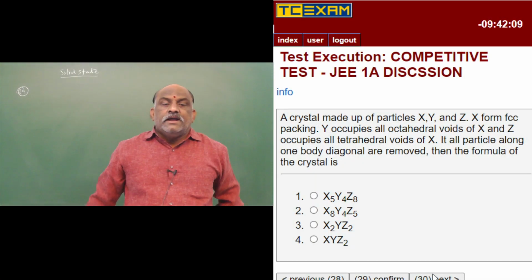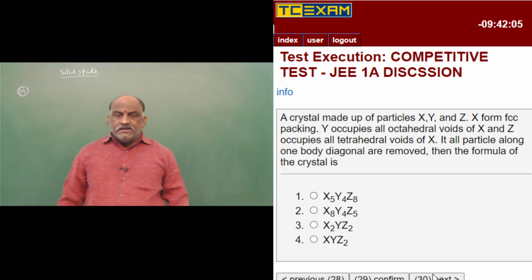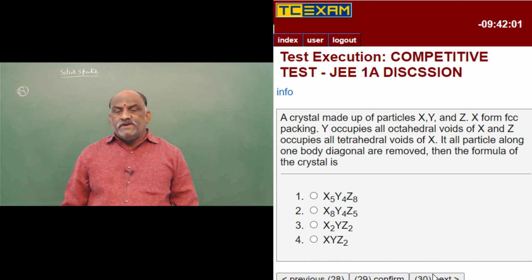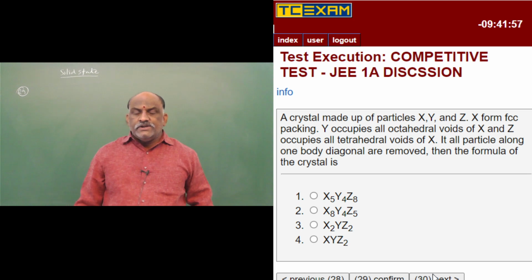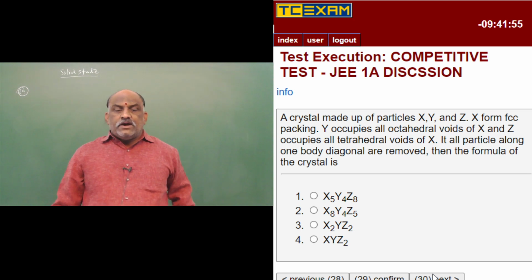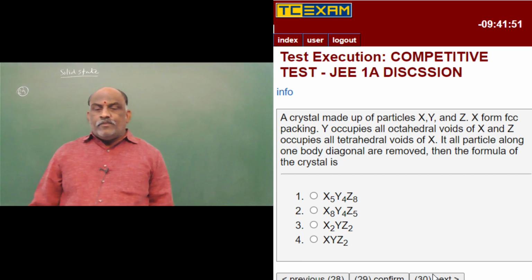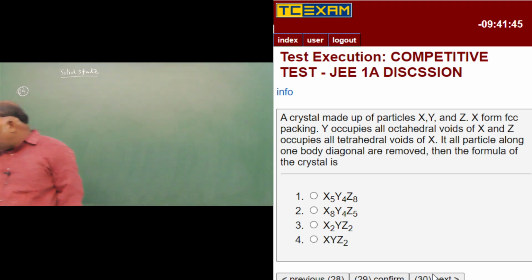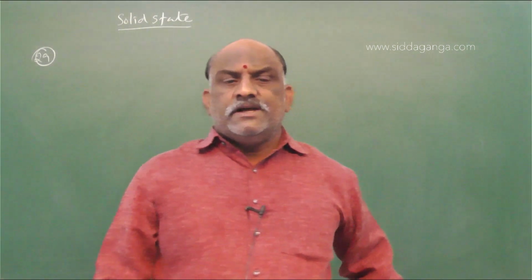This is a crystal made up of particles x, y and z. X forms FCC packing. Y occupies all octahedral voids and Z occupies all tetrahedral voids of x. If all particles along one body diagonal are removed, then the formula of the crystal is. This is a very, very important question, my dear students. Such type of questions we expect compulsorily for JEE.